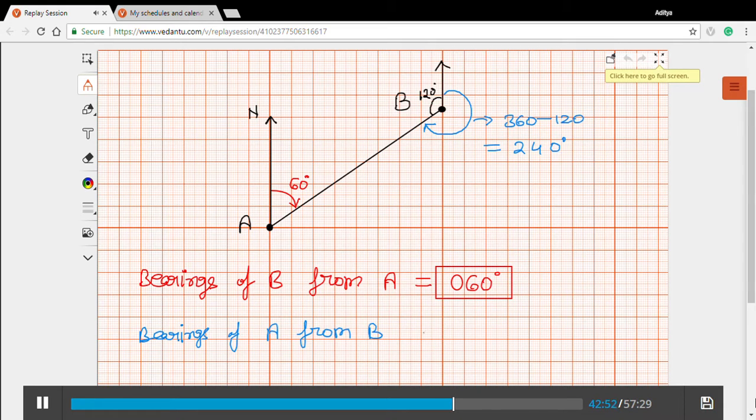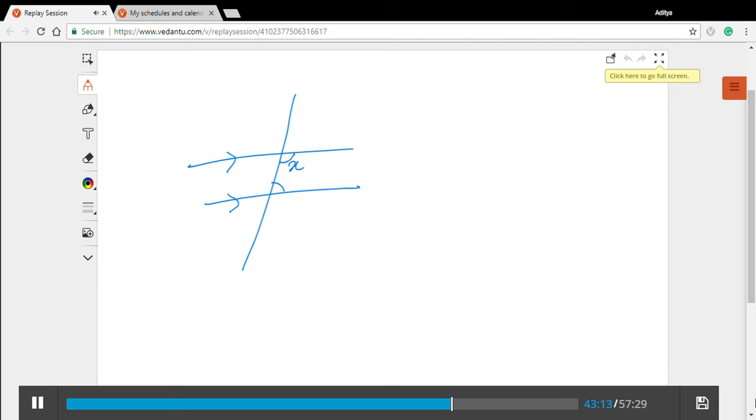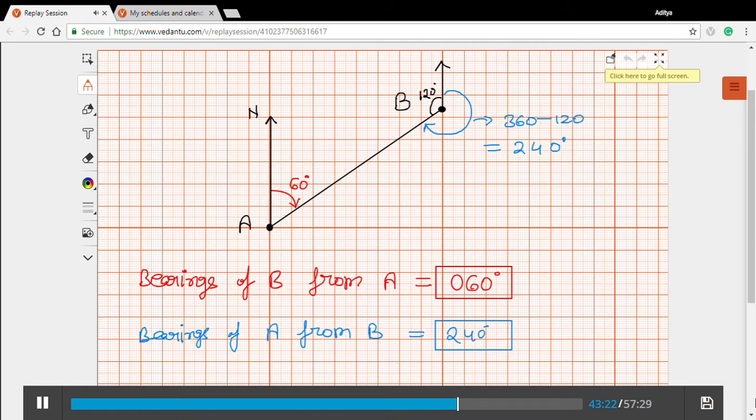Any doubt in this? How did we get 120°? Because we know the concept of co-interior angles between two parallels. If we have two parallels like this, there is a transversal, so the angles formed at one side are co-interior angles, and their sum is 180°. So if one of them is 60, the other is 120. And then we just get its opposite reflex angle, which is 240°.